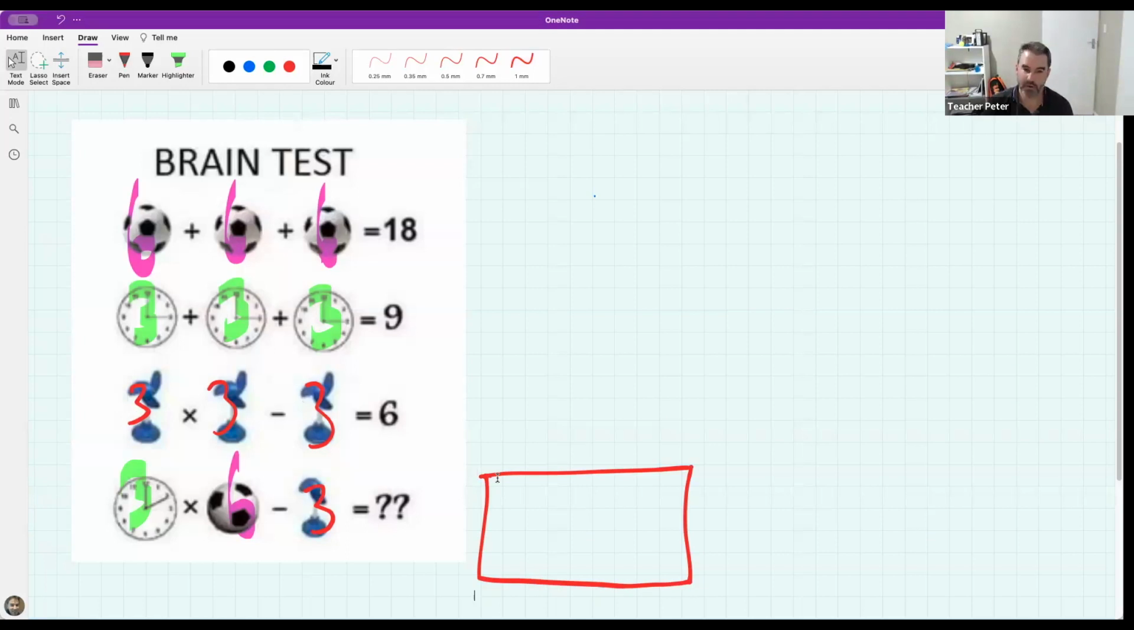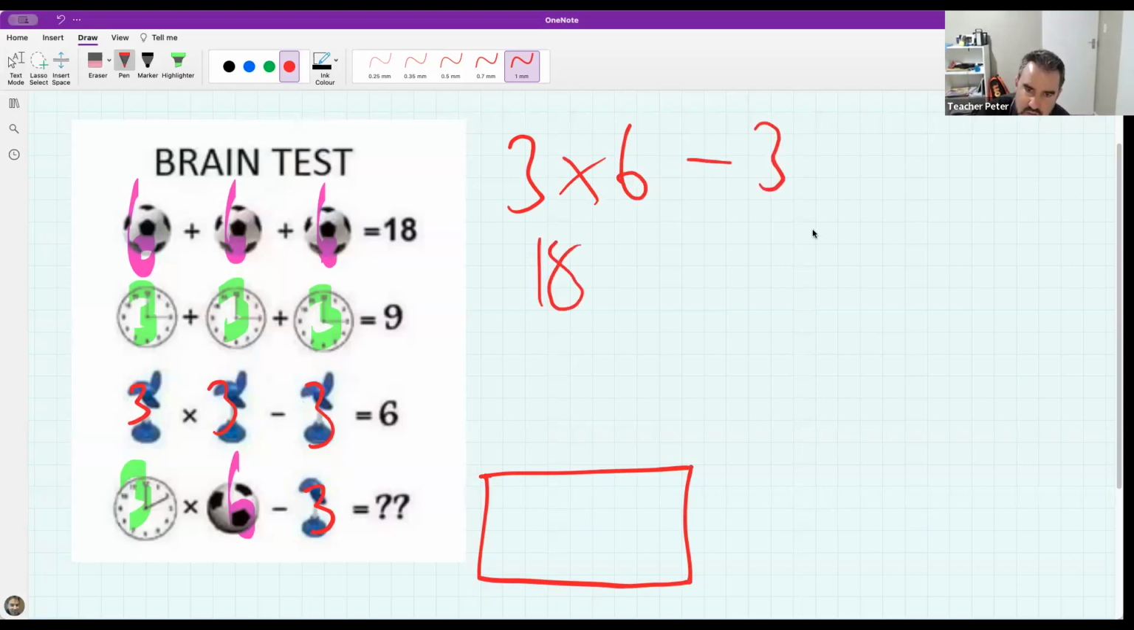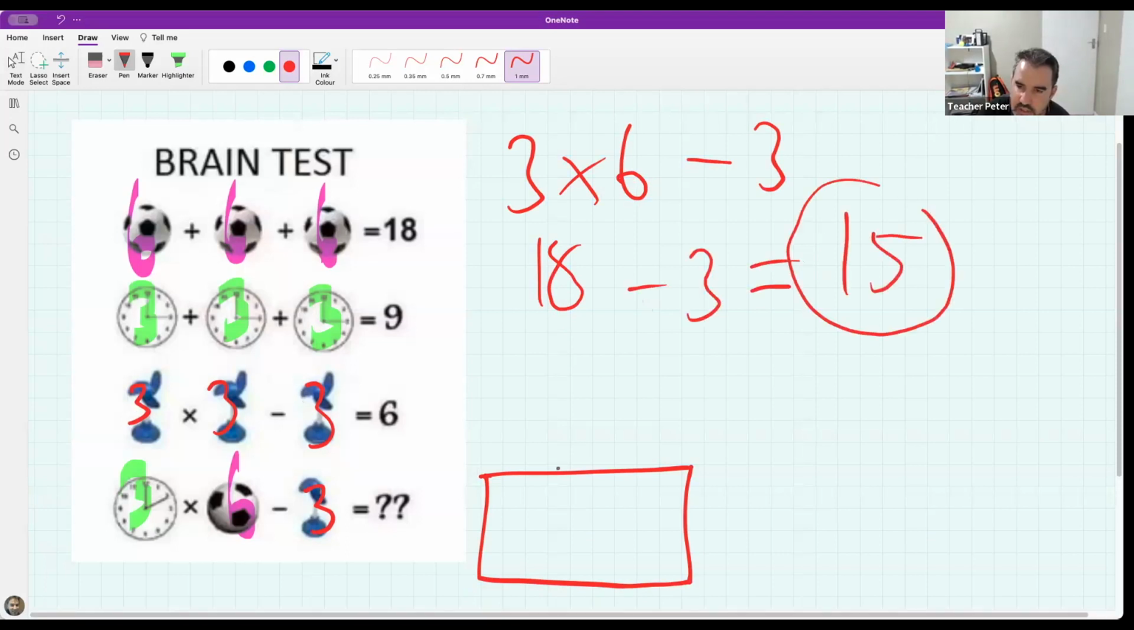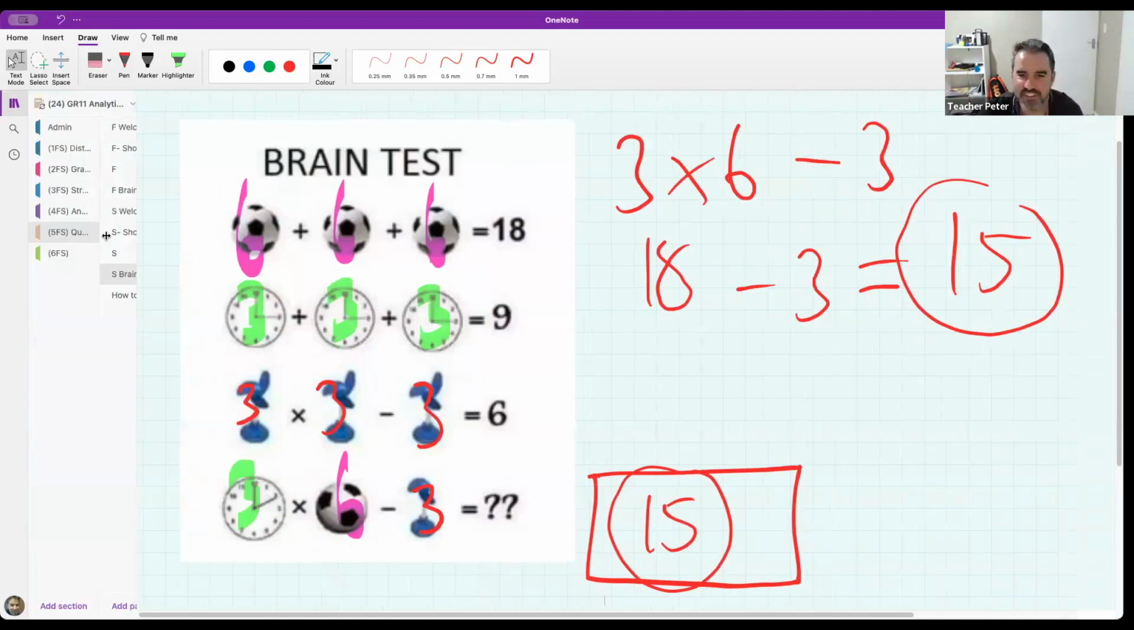Using BODMAS, I know that 3 times 6 must happen first, so I get 18, and then 18 minus 3 should give me 15. And so the final answer is 15. Cool. That wasn't too hard, but it wasn't easy either. So I hope you enjoyed that.